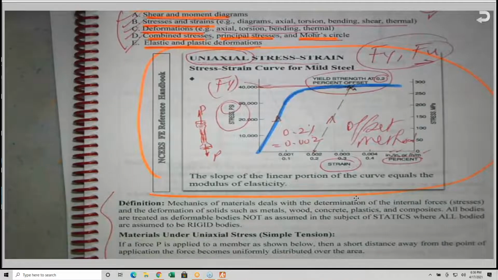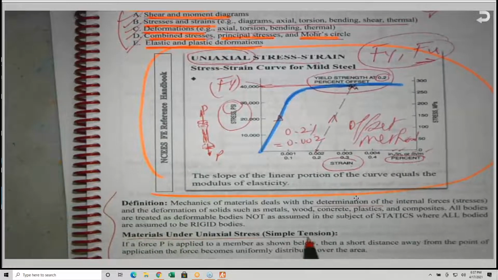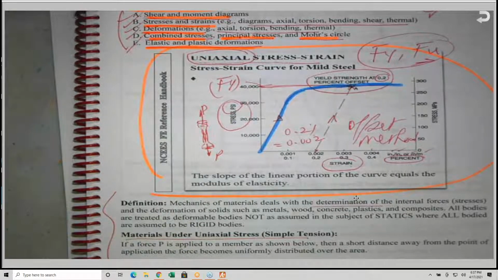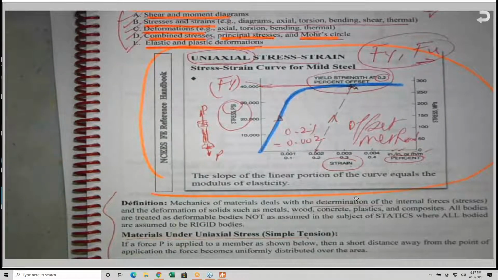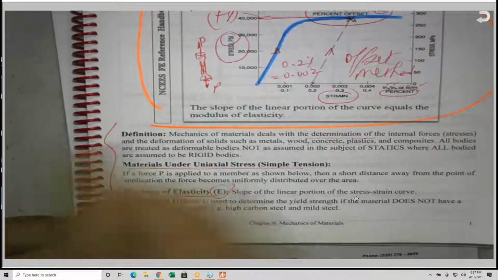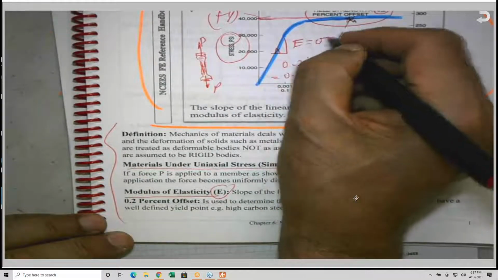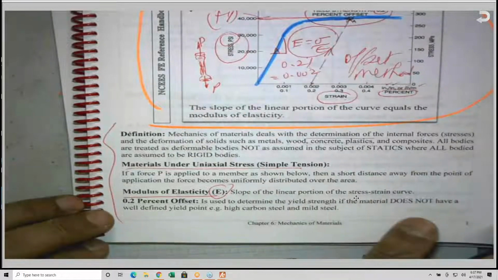I have some definitions here. Mechanics of materials deals with the determination of materials under uniaxial stress, simple tension. We have something called the modulus of elasticity, E, which is the slope of the linear portion. So E is equal to sigma over epsilon, which we call Hooke's law.